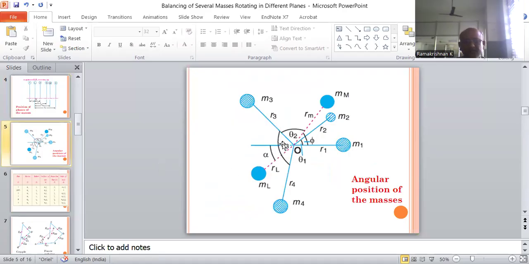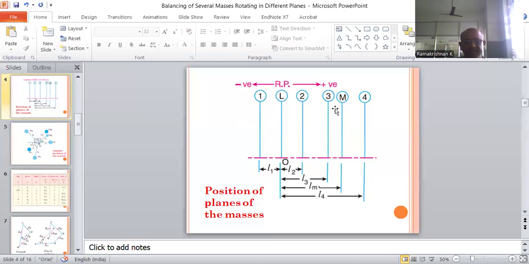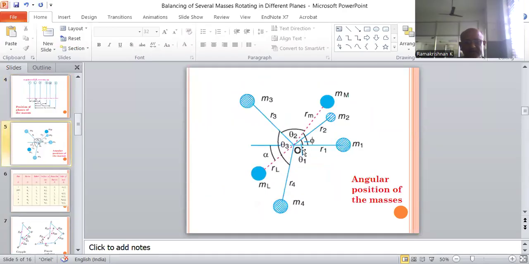Now let us consider the 4 masses rotating in different planes, that is M1, M2, M3, M4, which have radii of rotation R1, R2, R3, R4. Now in the planes L and M, we keep the balancing masses. Initially we don't know the position of L and M and also the magnitude of the balancing masses ML and MM. For that, we have to draw the vector diagram. Before that, we have to tabulate all the values.